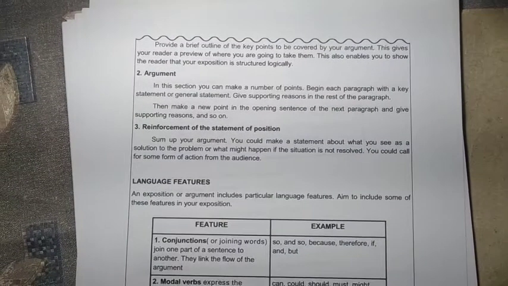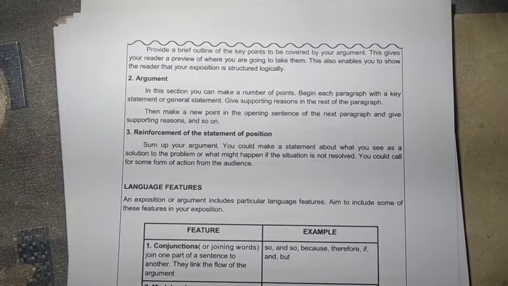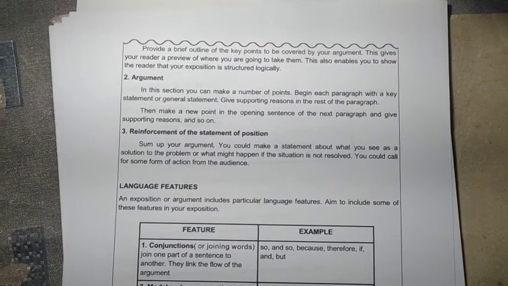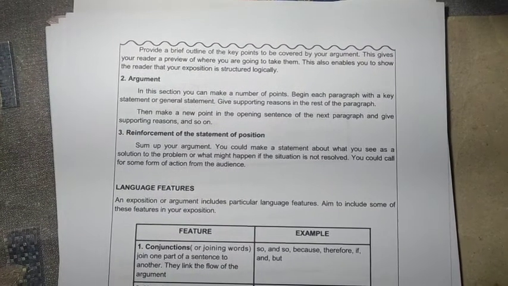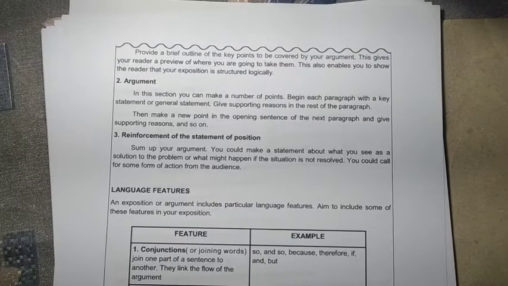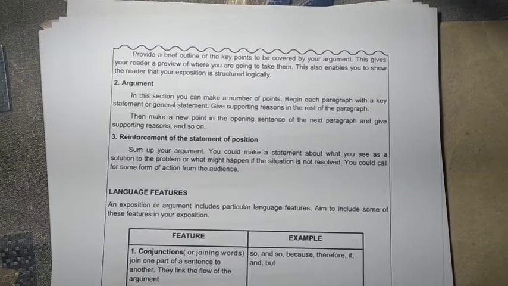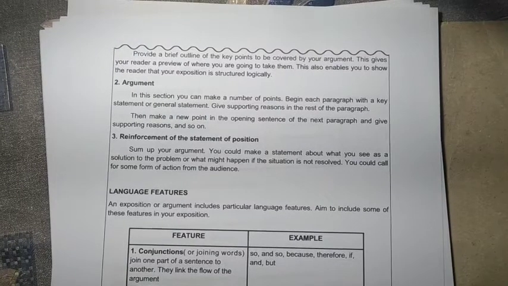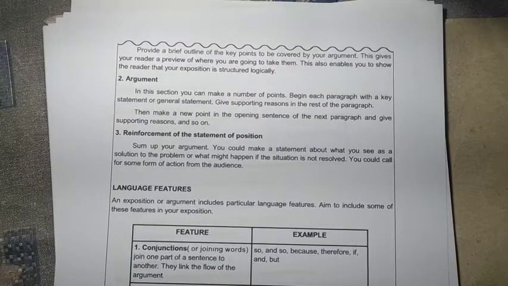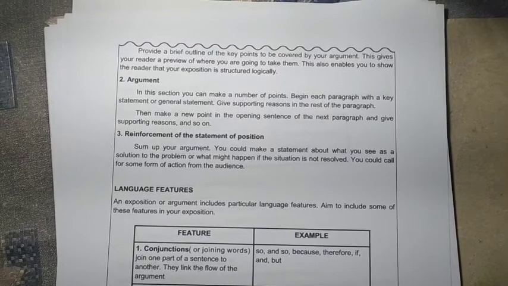So the third one will be the reinforcement of the statement of position. To sum up your argument, you could make a statement about what you see as a solution to the problem, or what might happen if the situation is not resolved. You could call for some form of action from the audience.